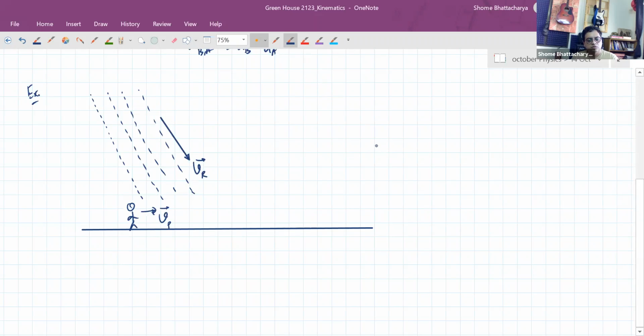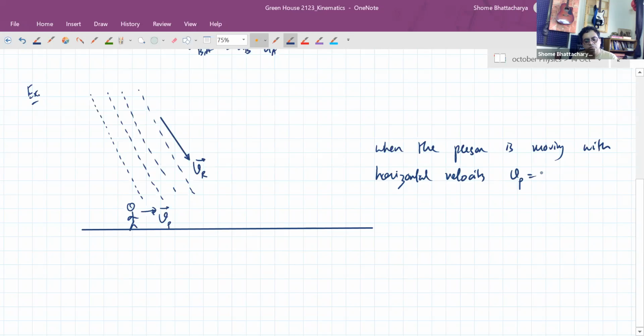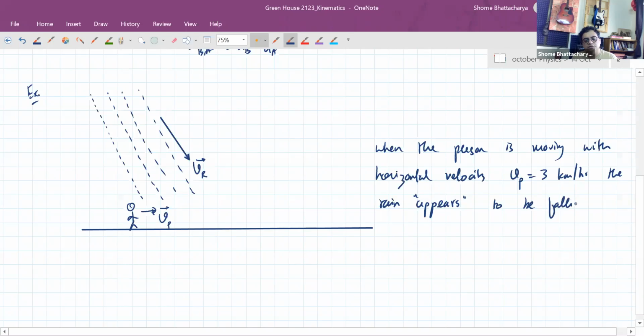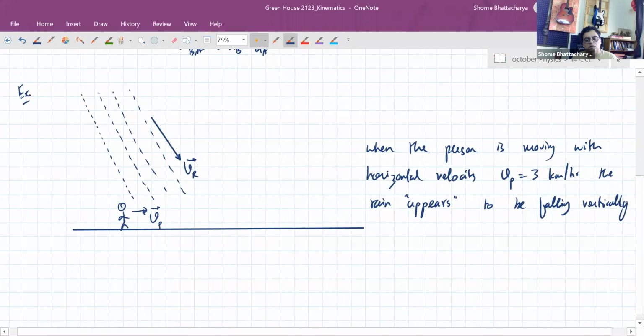So when the person is moving with a horizontal velocity of, let's say, 3 kilometers per hour, the rain appears to be vertical to him. It appears to be falling vertically with respect to his reference frame.